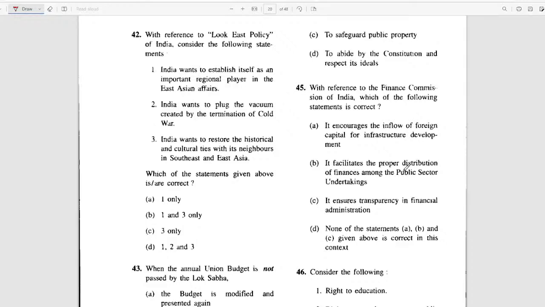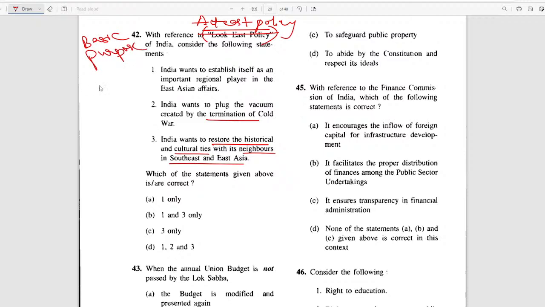With reference to Look-East policy of India, consider the following statements. India wants to establish itself as an important regional player in the East Asian affairs. India wants to plug the vacuum created by the termination of Cold War. India wants to restore its historical ties with the neighbors. Look-East policy, Act-East policy. Go through this, the basic purpose of this, and what are the steps that the government is taking under this policy.